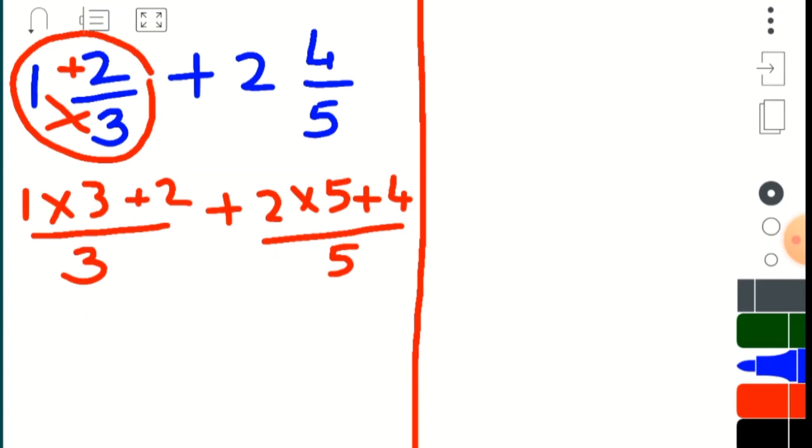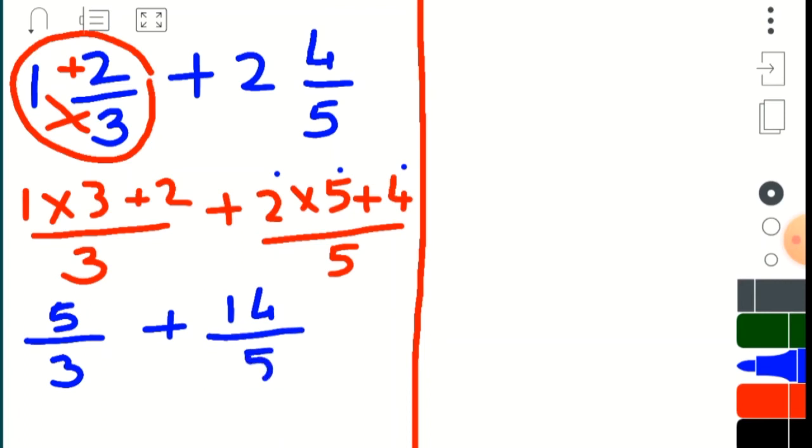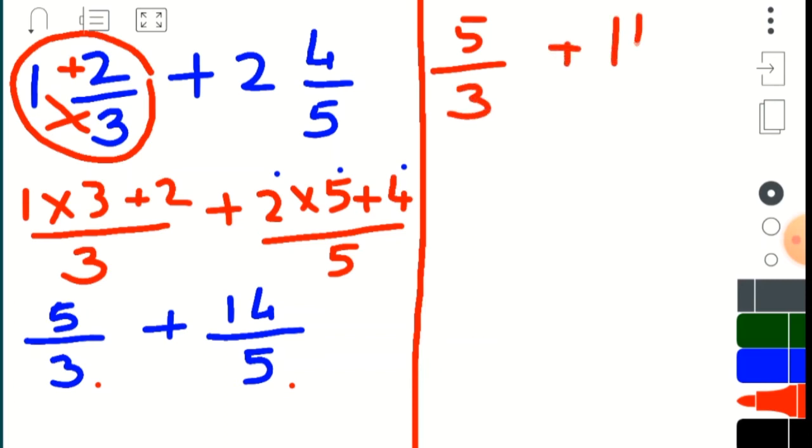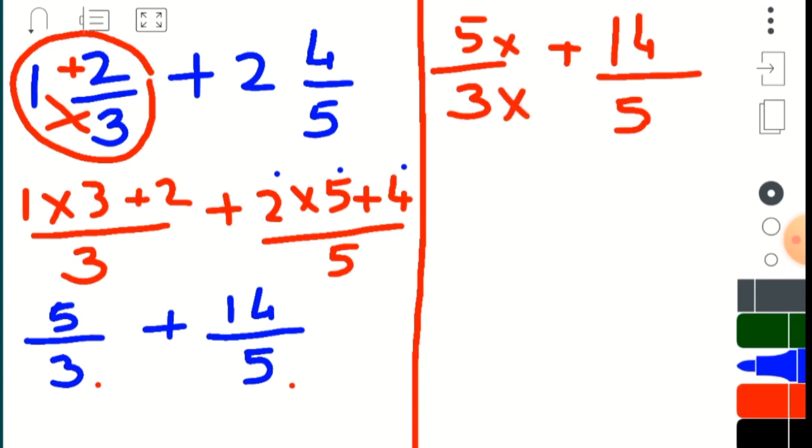3 ones are 3 plus 2 is 5 upon 3, plus here you will get 2 5s are 10 plus 4 is 14 upon 5. Now here you have to check whether the denominators are same, they are different. So we have done the addition of this type of sums. Again we will solve this. 5 upon 3 you will write here and 14 upon 5 this side. Now here you will multiply with 5, the numerator of this number, and here you will multiply by 3.